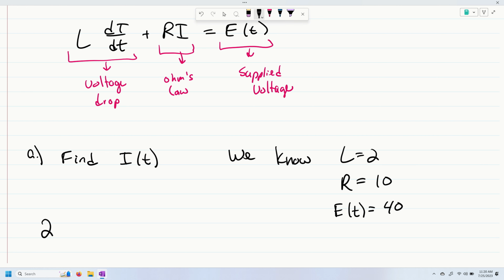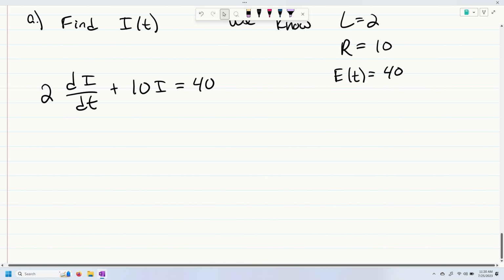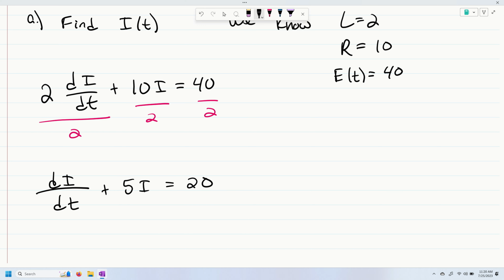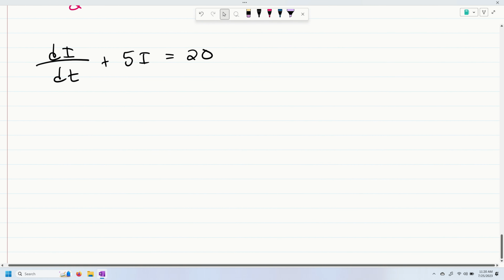So we have 2 di/dt plus 10i equals 40. The first thing I'm going to do is look at this and say, okay, this is a linear first order differential equation, but it's not in standard form. So let's go ahead and divide everything by 2 to give us di/dt plus 5i equals 20.